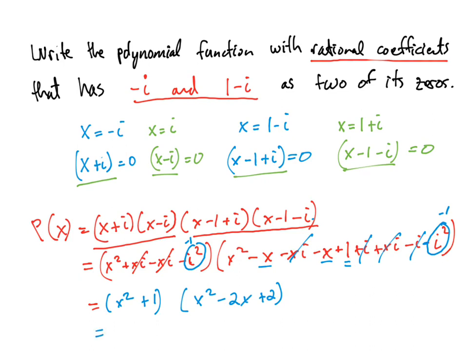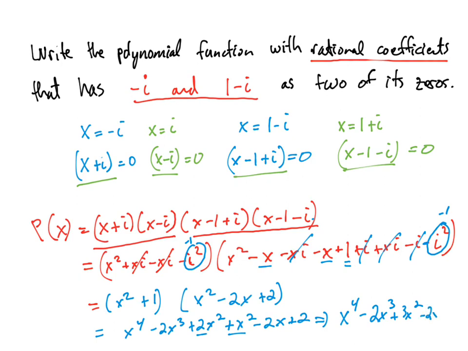So distributing everything, we have 2 terms times 3 terms, so we should end up with 6 terms. We get x to the 4th minus 2x cubed plus 2x squared plus x squared minus 2x plus 2. Simplifying, we can combine these two terms to give us 3x squared. So what we end up with is x to the 4th minus 2x cubed plus 3x squared minus 2x plus 2. And that's what our function is, so I'll write it in function notation. And there we have it.